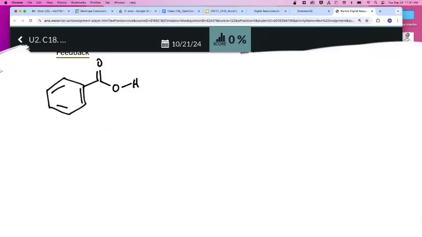This is how you should be able to evaluate and figure it out. So what we're looking at is starting with benzoic acid, and we want to react it with a Grignard. The Grignard we're reacting it with is this phenyl anion. So what's the most reactive thing you see?